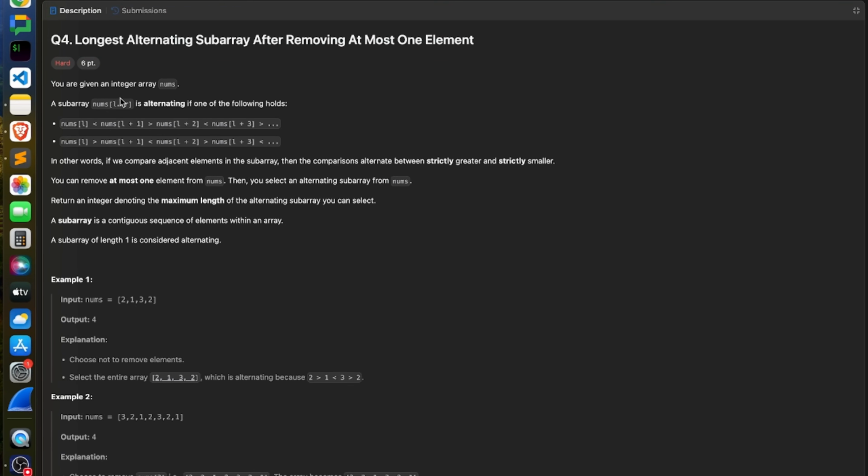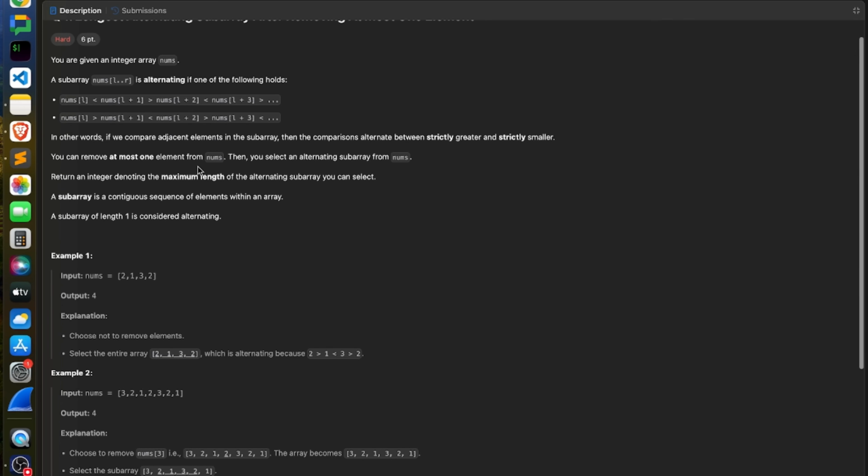In problem 4, you are given an integer array nums, and a subarray from L to R is alternating if one of the following holds. It could be increasing, decreasing, increasing, decreasing, or decreasing, then increasing, and so on, right? In other words, if we compare the adjacent elements in this subarray, then the comparison alternates between strictly greater and strictly smaller, right?